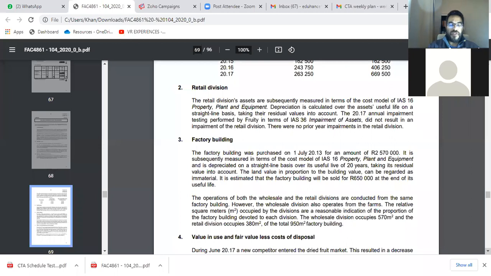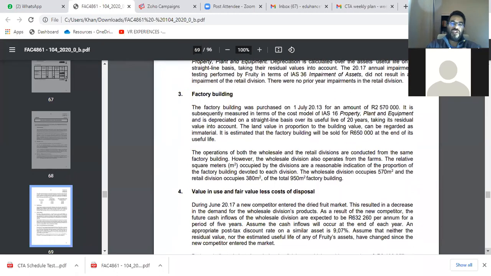So there's no impairment, so there's nothing to do over there. So the only one we are going to be focused on is the wholesale division. Okay, so let's go to note number 3. Note number 3 is going to be an interesting one, okay?